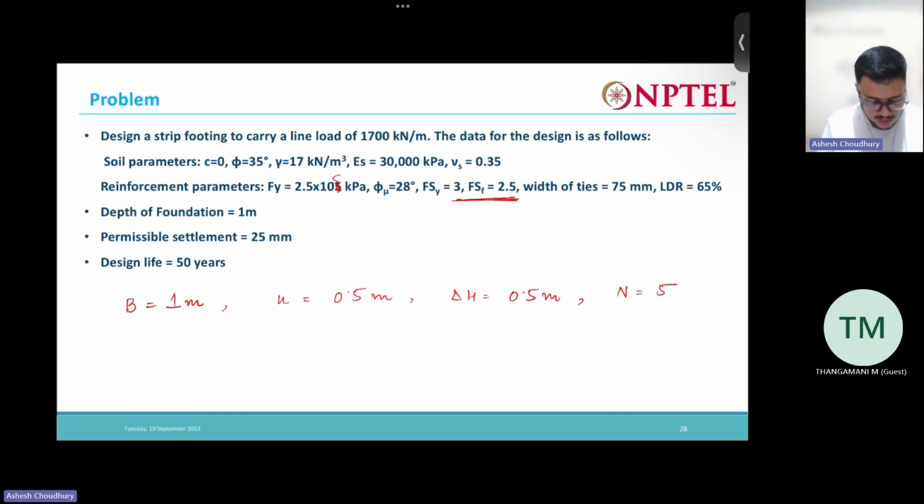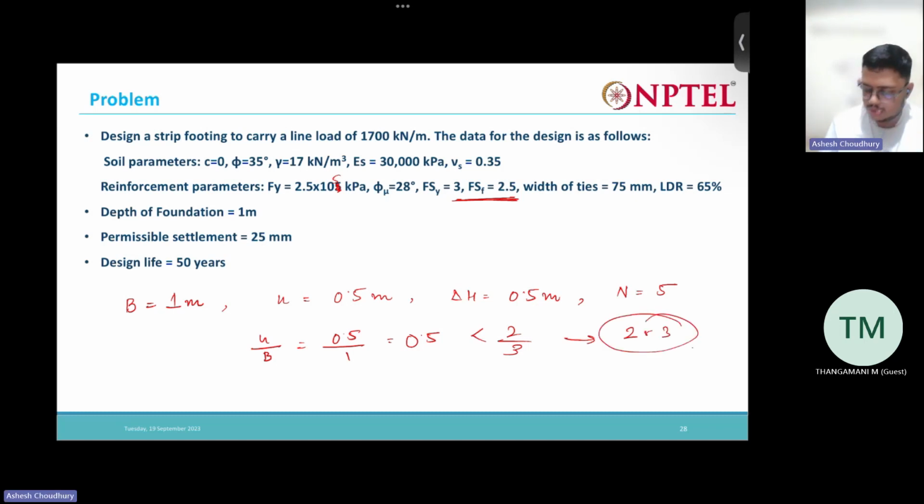Okay, so what is u by b here? u by b is 0.5 by 1, equal to 0.5. It is less than 2 by 3. So that's why you are getting mode of failure 2 or 3. That's why we are designing it that way. So there are chances of mode of failure 2 or 3.